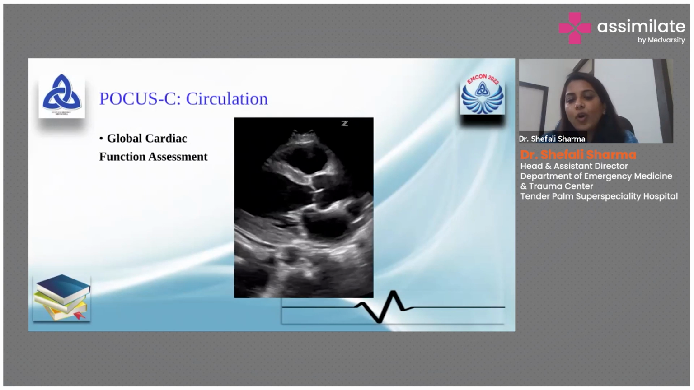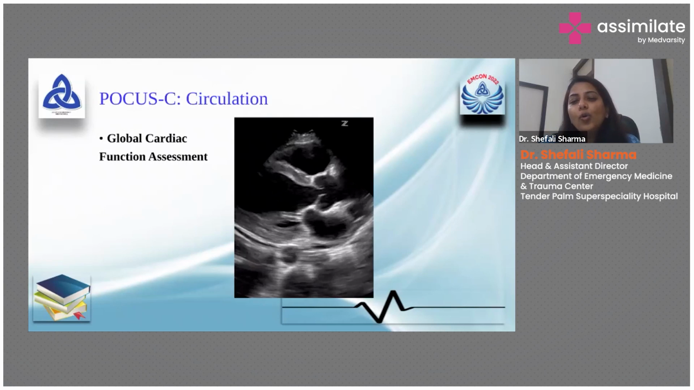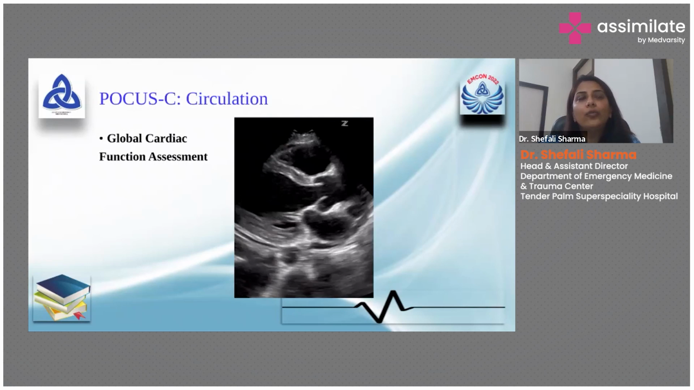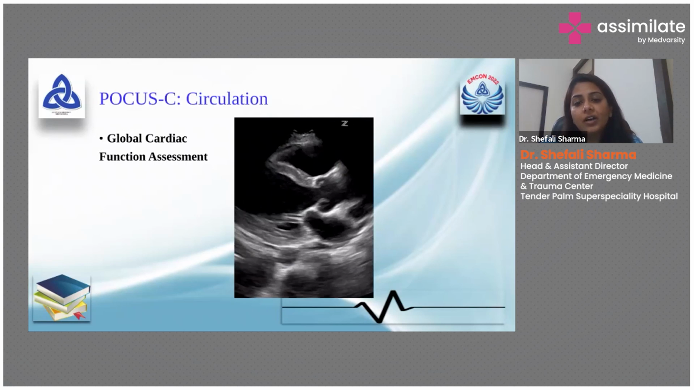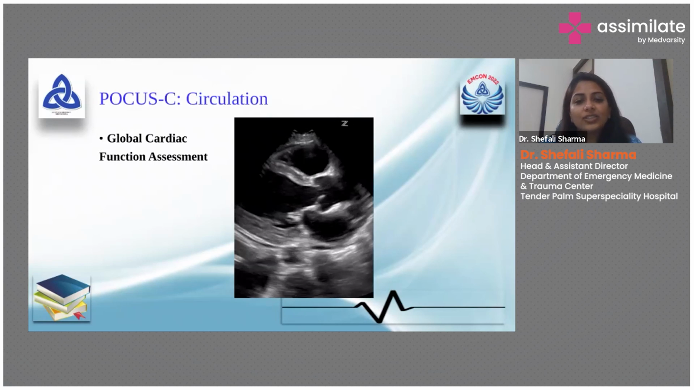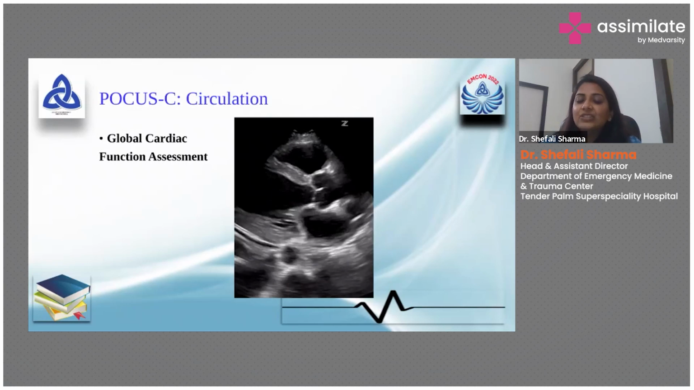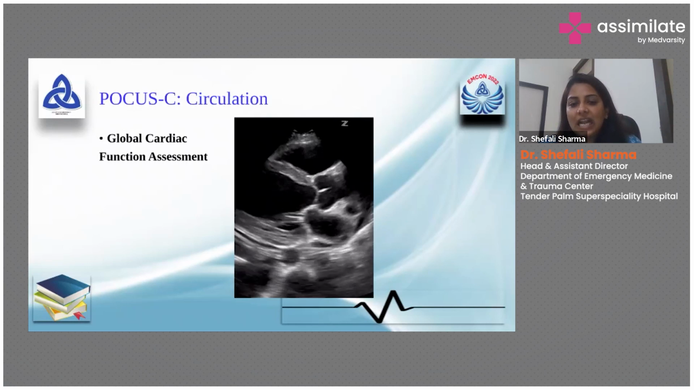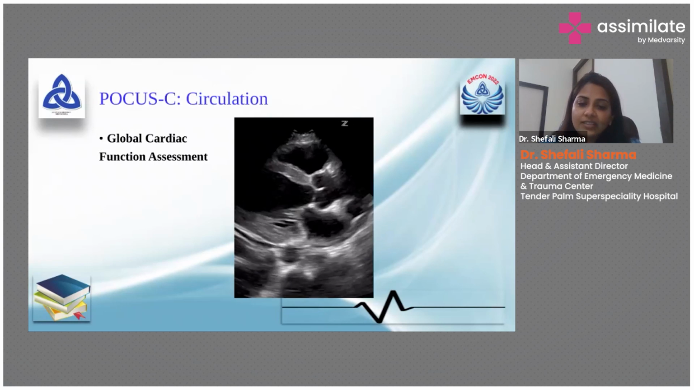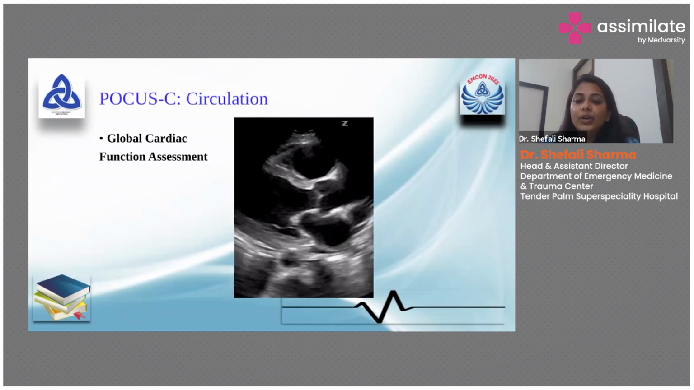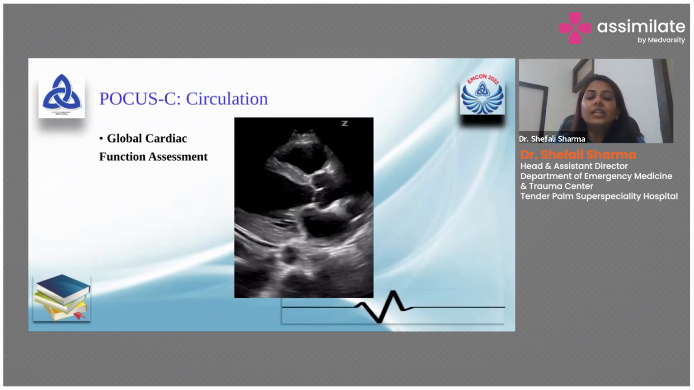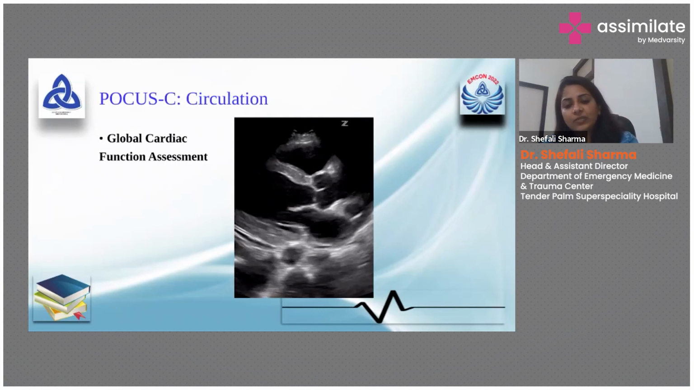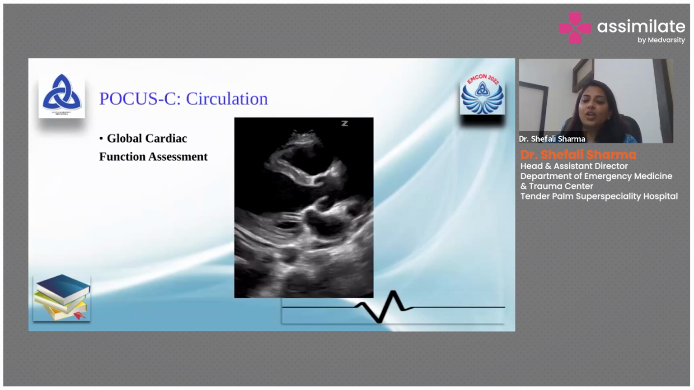So in the circulation part, we check a global cardiac function assessment. This is the PLAX view. Generally when we do POCUS, that is focused cardiac ultrasound, also called 2D echo in general terms, we do a parasternal long axis view, a short axis view, and then a 4-chamber view. Generally the EF, the ejection fraction or cardiac function assessment, is done in the PLAX view, that is the parasternal long axis view.